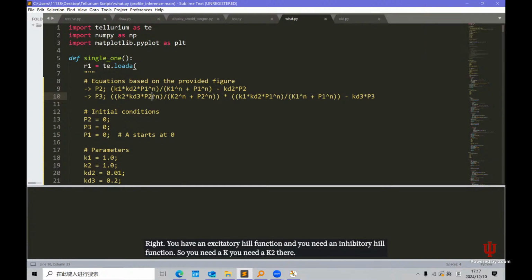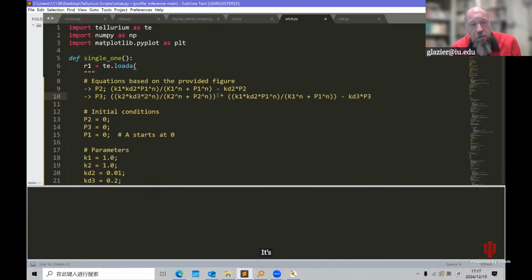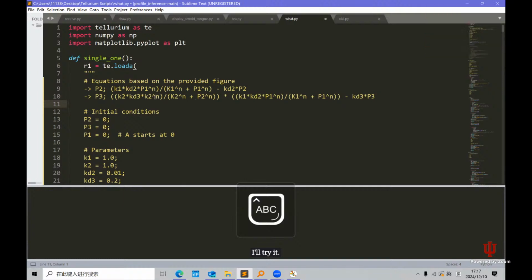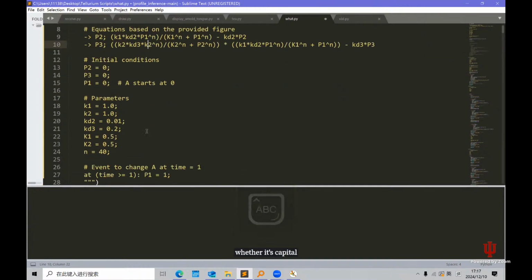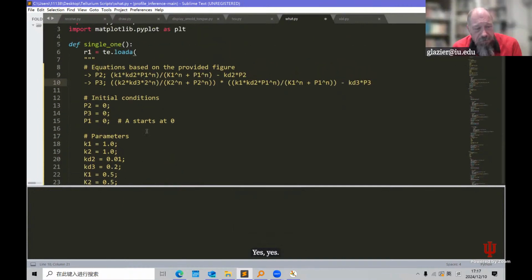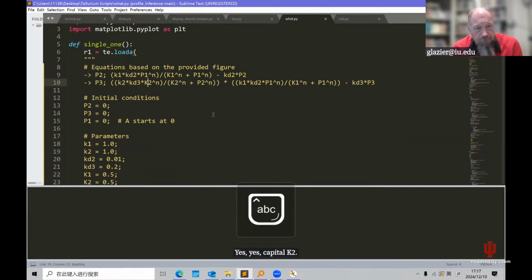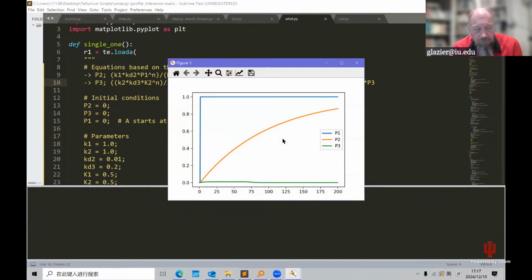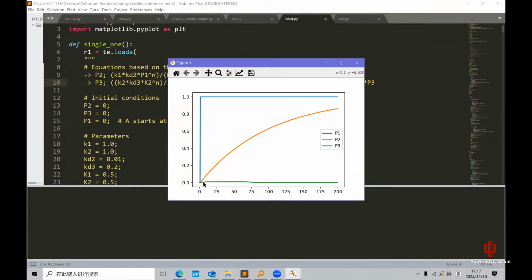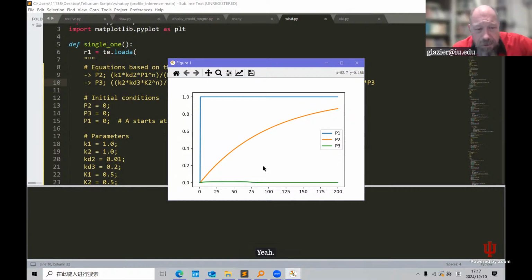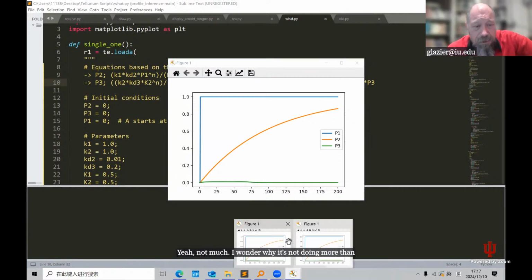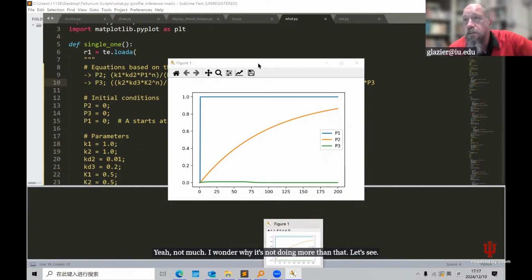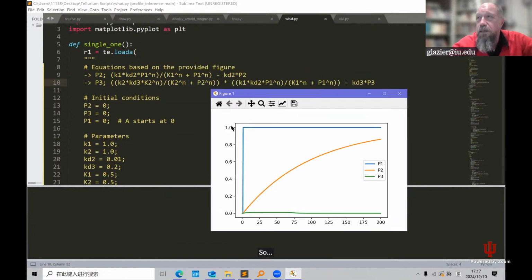Oh, you mean this one? Yes, now it's K2. Now try it. Wait, it's capital K2. Yes, capital K2. There is a small pulse, I think. Yeah, not much. I wonder why it's not doing more than that. Let's see. Let's come back.